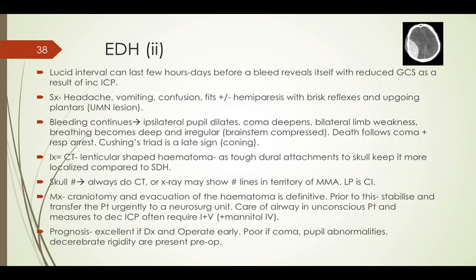Just a little bit more about extradural. This lucid interval, which I mentioned, can last between hours and days. Symptoms they may present with include a headache, vomiting, they may be confused, they may be fitting, may have weakness, and it may suggest an upper motor neuron lesion. As bleeding continues, not only do you get uncal herniation, you may even get coning, respiratory arrest, and coma. We've talked briefly about the CT image and what that shows. It's that lenticular shaped hematoma. Due to the tough dural attachments, it doesn't cross suture lines.